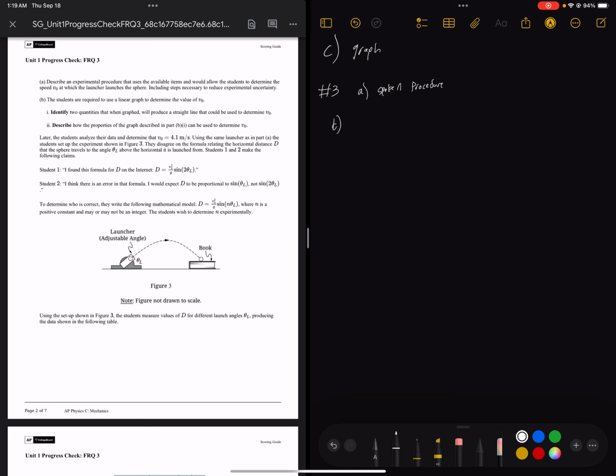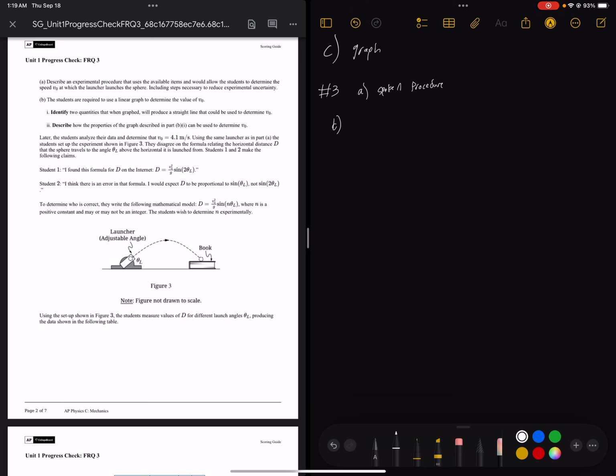This is pretty much how you're setting up every kind of lab question. Basically, when you are determining the value of some variable, you're going to want to set up your axes so that your data, the independent variable and the dependent variable, the data that you actually gather, the independent variable you're going to want to put on the horizontal axis.